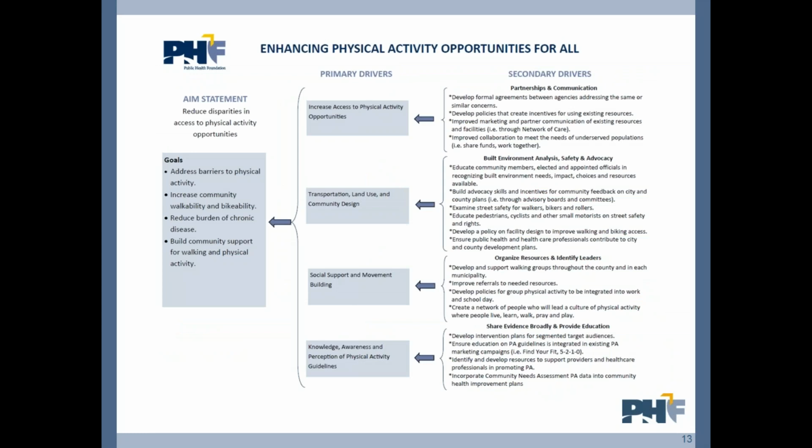And this slide shows you what one looks like filled out. Here's enhancing physical activity opportunity for all. As you see in this case, we have the aim statement, reduce disparities in access to physical activity opportunities. Here are some goals. Here are some primary drivers. We usually have anywhere from 3 to 4. And then you start to see underneath those, the secondary drivers.